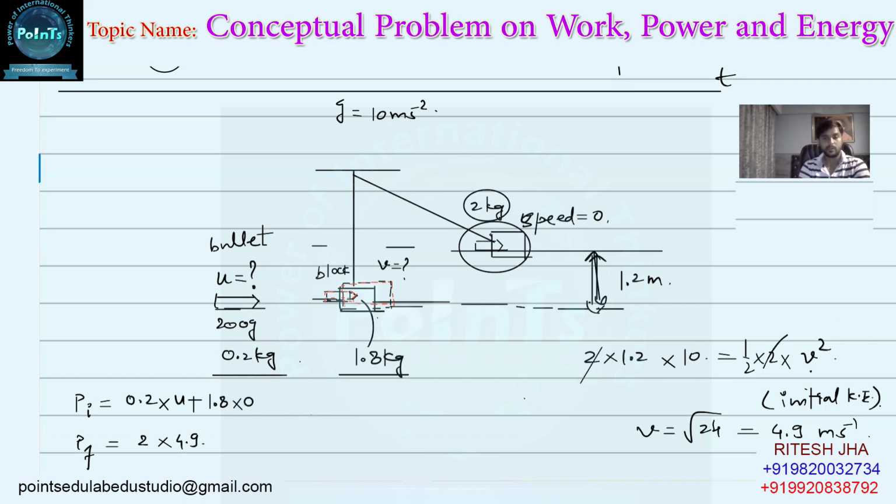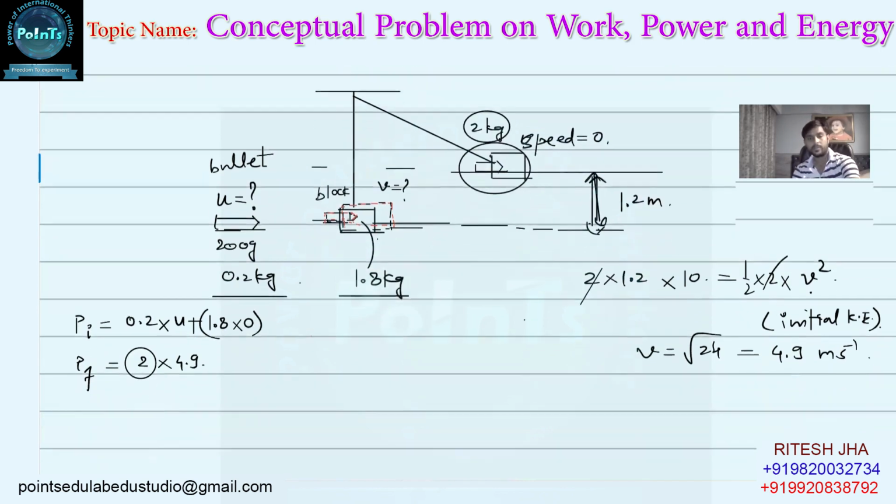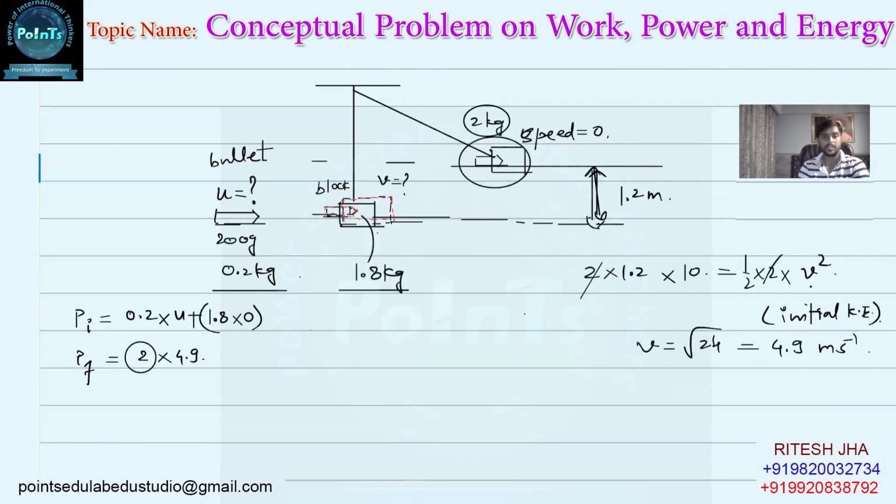Just to be clear, there is also 1.8 into 0, because the block is at rest. And I'm taking 2 because that's the combined mass. So 0.2 into u equals 2 into 4.9. So u equals 2 into 4.9 divided by 0.2, which equals 49 meters per second. That's it.